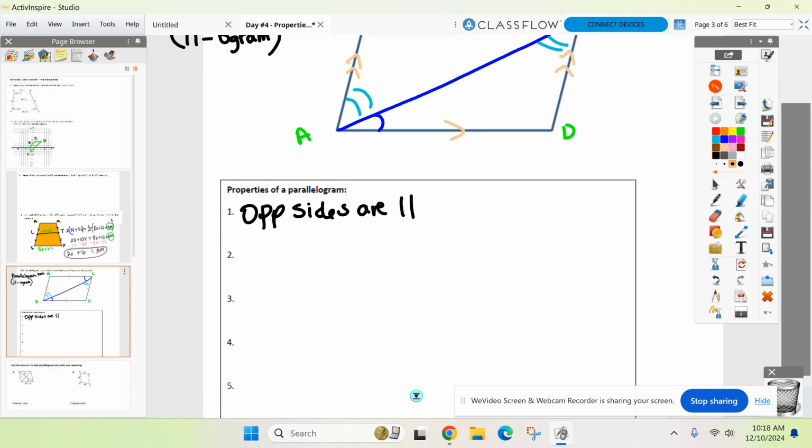Opposite sides are parallel. Opposite sides are also congruent. So those parallel sides are also congruent. Good so far. Let's talk about opposite angles now. Opposite angles are congruent in a parallelogram. Opposite angles are congruent.